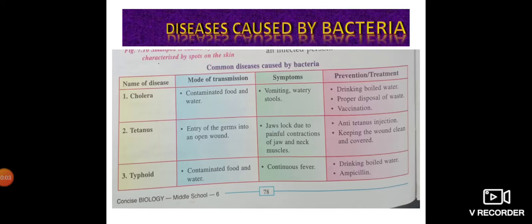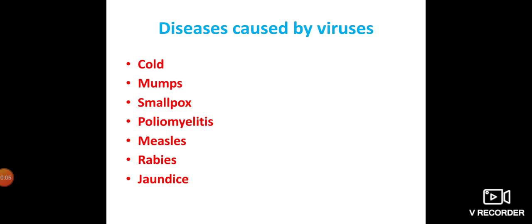In the last class, we discussed diseases caused by viruses. Which are the diseases caused by virus? Mumps, smallpox, poliomyelitis, measles, rabies, jaundice, etc. I have told you to study the table. In the table, the name of the diseases, mode of transmission, symptoms and prevention are given. I hope that you have studied it.